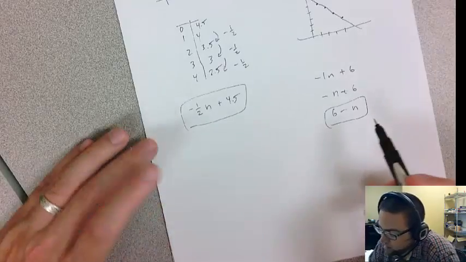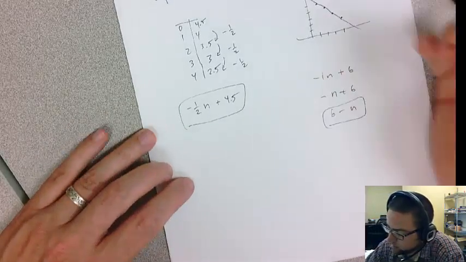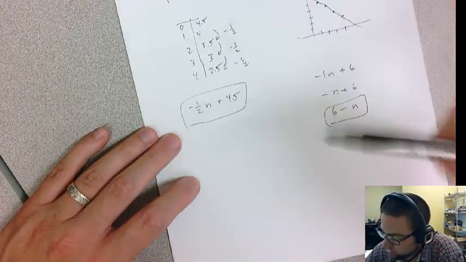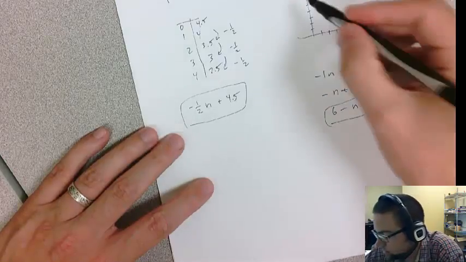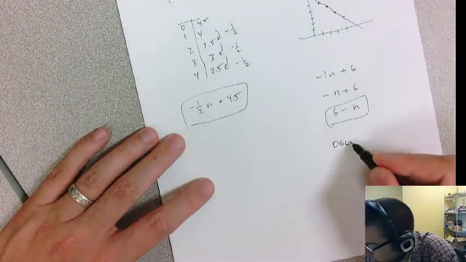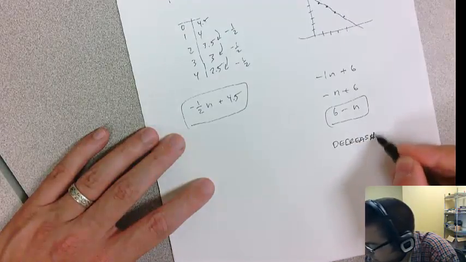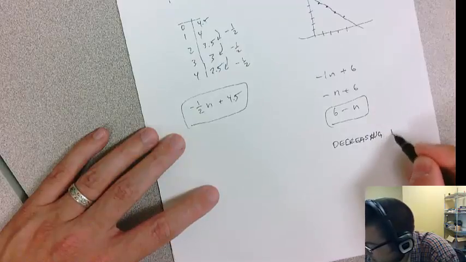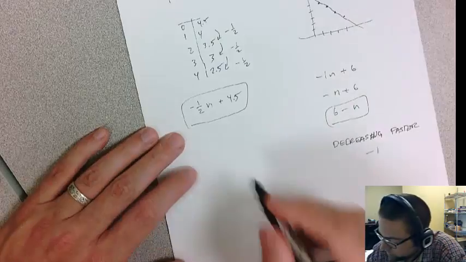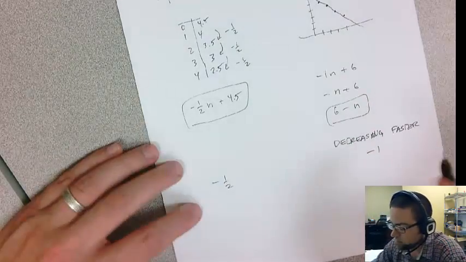Which one is increasing faster or decreasing faster? You want to compare the multiplier. This one's decreasing faster, isn't it? It's going down faster than this one. So we say this is decreasing faster, because it's going down by negative 1 each time. This one's going down by 1/2. So you can compare those that way.